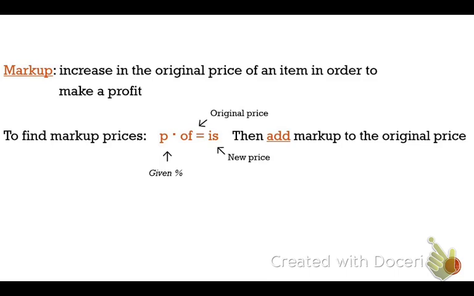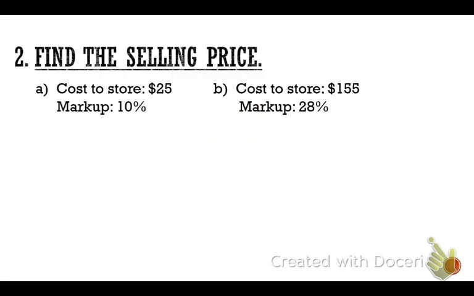So for us to be able to find the markup prices, we're going to use this same exact formula right here. What's my formula? Okay, P times of equals is. This is a little different here. The percentage is going to be the given percent. So whatever it says, if they say we marked it up by 10%, we're going to go ahead and just change that to a decimal. Now, still, the of is going to be our original price, and the is is going to be our new price after the markup. And what we've got to do is make sure that we always add the markup to the original price.